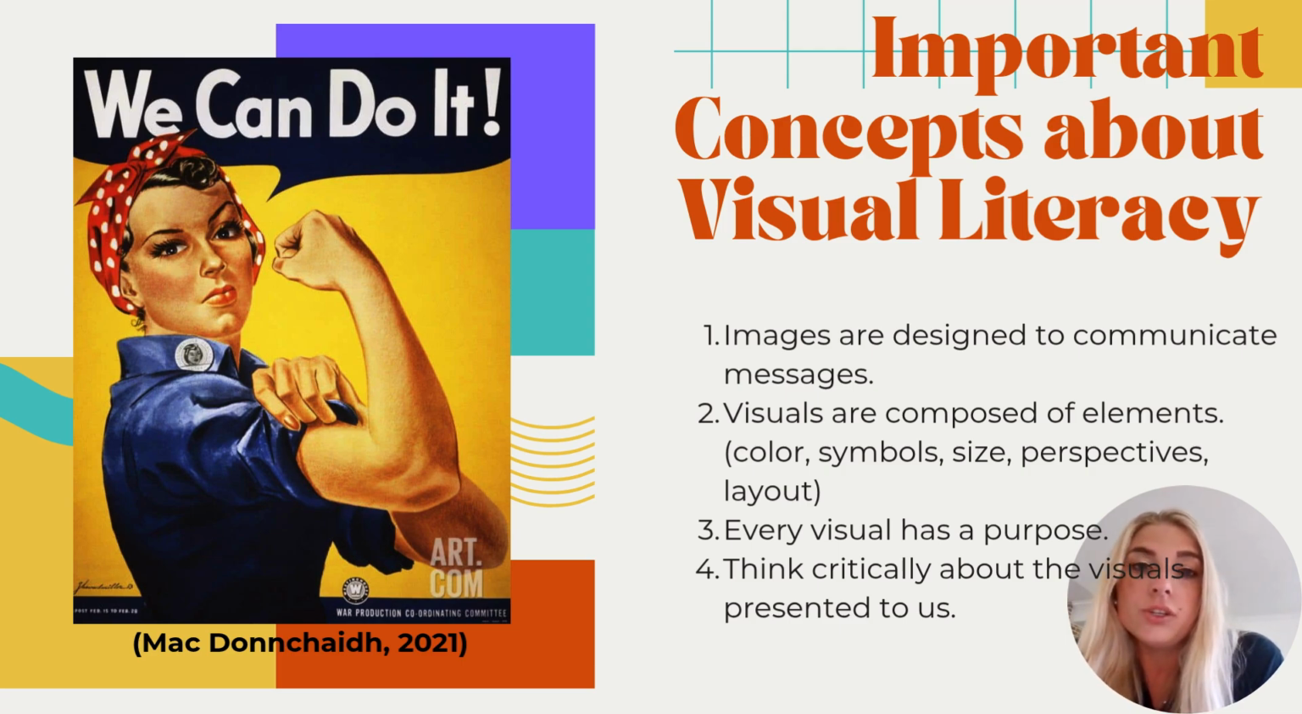As we are learning about visual literacy, there are some important concepts that we need to remember. First, we need to remember that images or visuals are always created to communicate a message to the audience. Second, visuals are composed of elements such as color, symbols, images, and layout to help communicate the message to us. And understanding these elements will help us to become critical thinkers and informed viewers to better understand the message that is portrayed through the image.